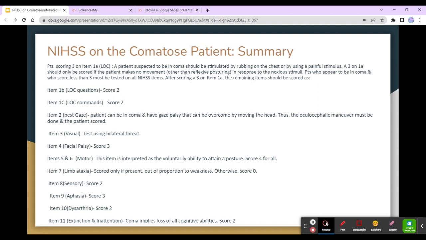If they blink, then you can score that. If they do not, you score that. Facial palsy is an automatic 3. Motor, if they did not move at all other than reflexive posturing for number 1A, they automatically get a 4 here. Number 7 is a 0. Number 8 is an automatic 2. Number 9, a 3. Number 10 is a 2.